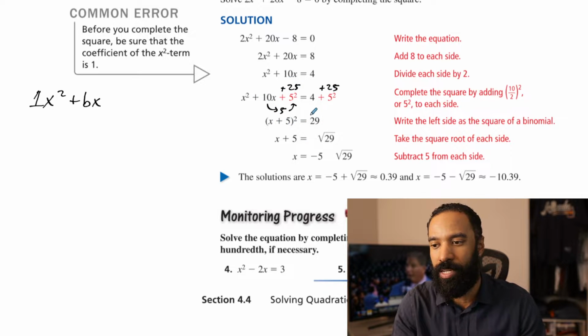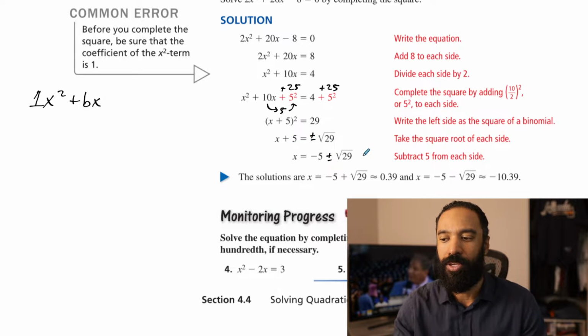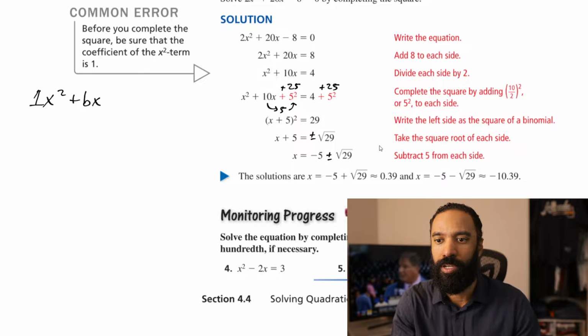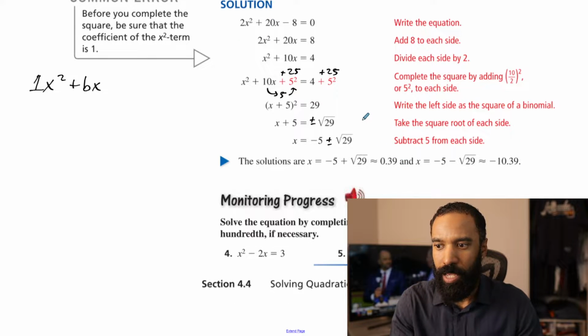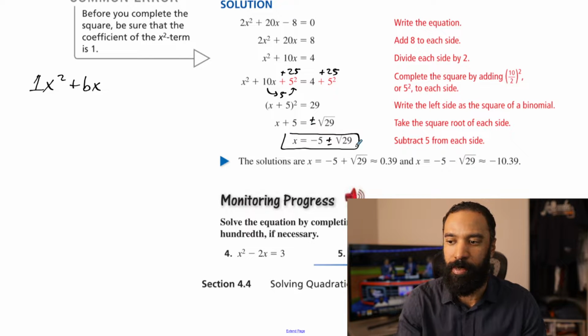4 plus 25 is 29. You take the square root of both sides and you subtract 5 over. You get negative 5 plus or minus root 29. Now, this is a perfectly valid set of 2 answers to me. They are approximating them for us.